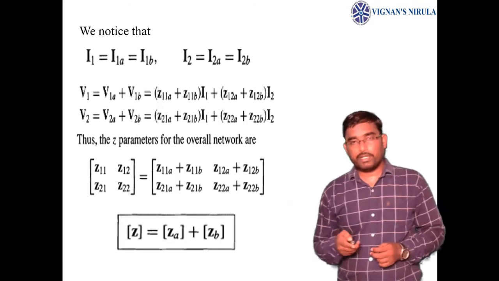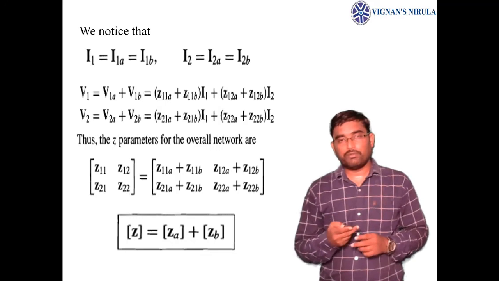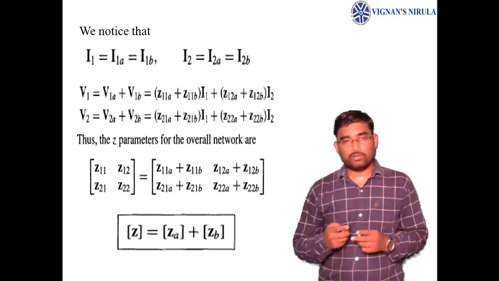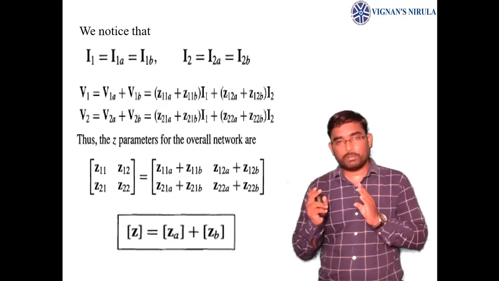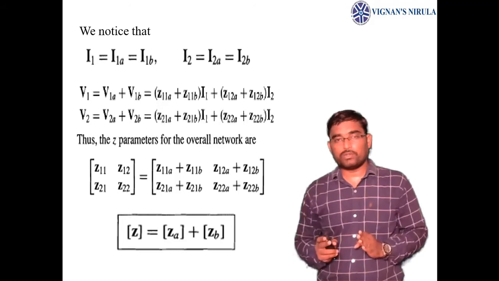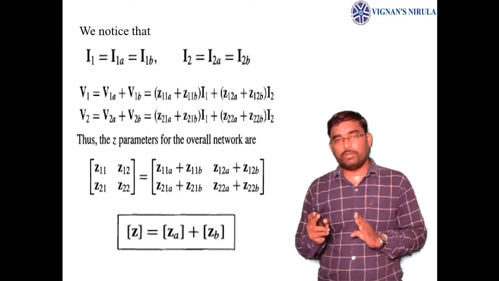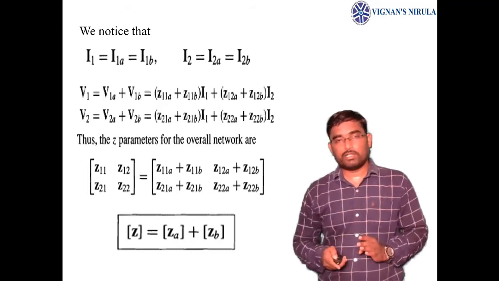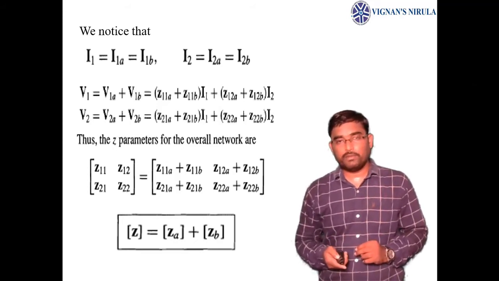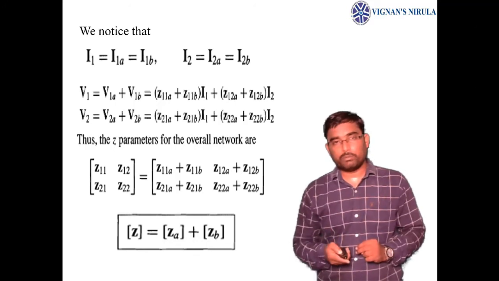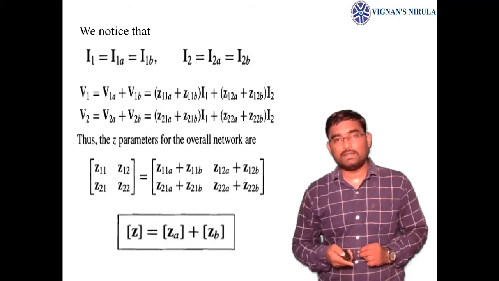By writing the above equations in matrix form gives [V1, V2] equals [Z11, Z12; Z21, Z22] into [I1, I2], where Z11, Z12, Z21, Z22 are the Z parameters of the entire series connected two-port network, which can be obtained by adding the Z parameters of the individual two-port networks. See there, Z11 equals Z11A plus Z11B, Z12 equals Z12A plus Z12B, Z21 equals Z21A plus Z21B, Z22 equals Z22A plus Z22B. Like that, Z equals ZA plus ZB.